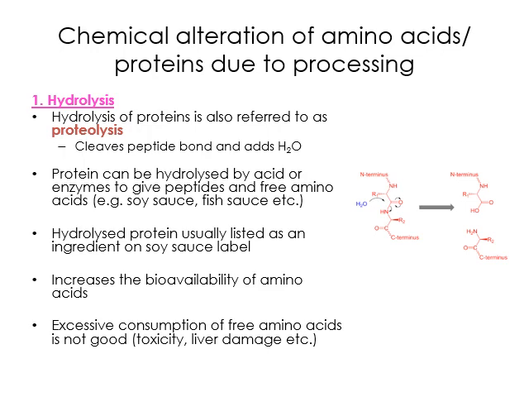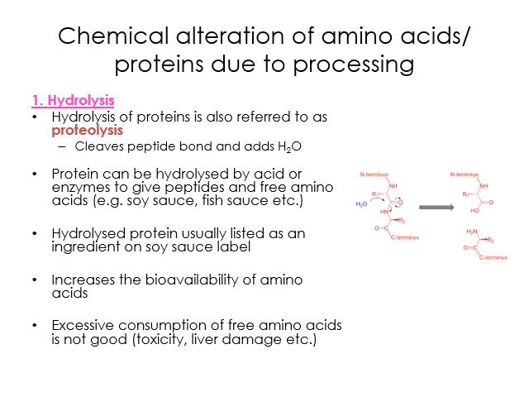Amino acids can also be altered. Proteins and amino acids can be altered due to processing. For example, hydrolysis of proteins, which we also refer to as proteolysis, is the cleavage of the peptide bond. So you break down the peptide bond by the addition of water, into smaller peptides or into amino acids. Proteins can be hydrolyzed by acids or enzymes to give peptides and free amino acids.